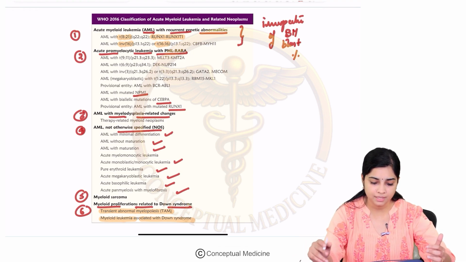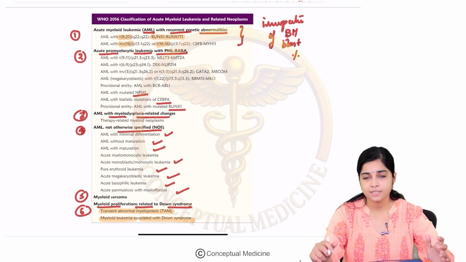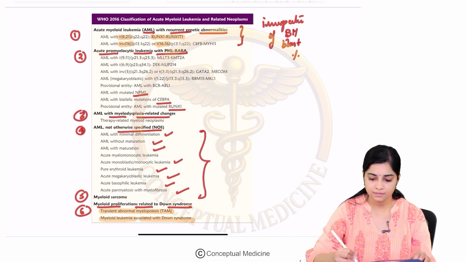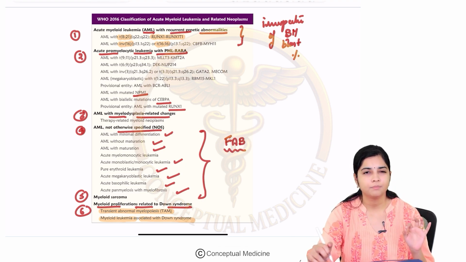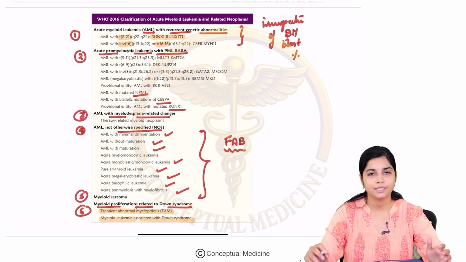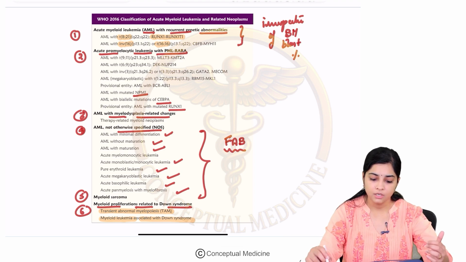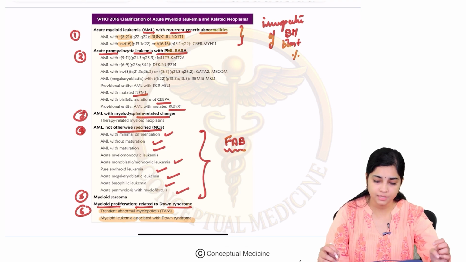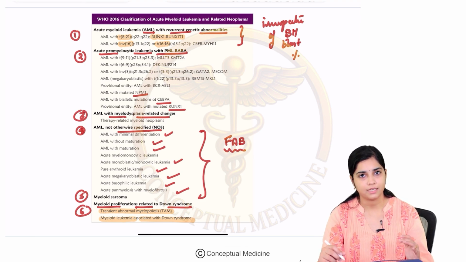Then we have APML, PML-RARA, then AML related to MDS or myelodysplastic syndrome. AML not specified has these different types. So in the next slide you will understand that these types are the ones which were initially described in the FAB or the French American British classification of AML, which was based on the morphology of the different types of blasts which can be found in your AML. So that entire group has been classified as AML not otherwise specified under your WHO classification. Okay, then we have myeloid sarcoma and AML related to Down syndrome. So clear? So this is about the WHO 2016 classification of AML.